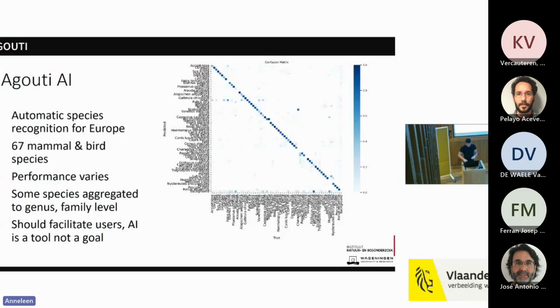Yeah, so developing the AI is difficult, but our position with Agouti is that it should facilitate users. So what we do not want is to turn things around and have this AI become a goal in itself. There are people working on that, and that's all very well, but in the end, we need it to work for us and not the other way around.